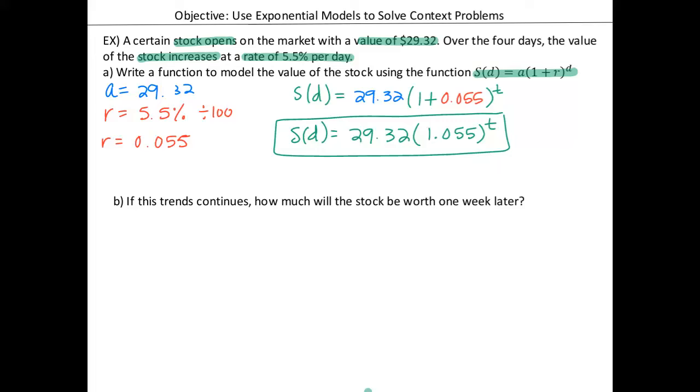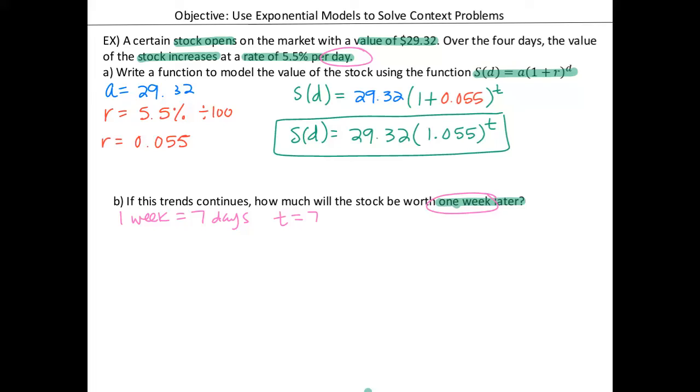Part B says, if this trend continues, how much will the stock be worth 1 week later? 1 week later. But in this case, you have to go back and look at the units. This is talking about weeks, but my increase is increasing per day, not weeks, right? This says per day, but this says 1 week. So I need to figure out how many days are in 1 week. In 1 week, there's how many days? 7 days. Okay? That means that my T, in this case, is going to be 7.